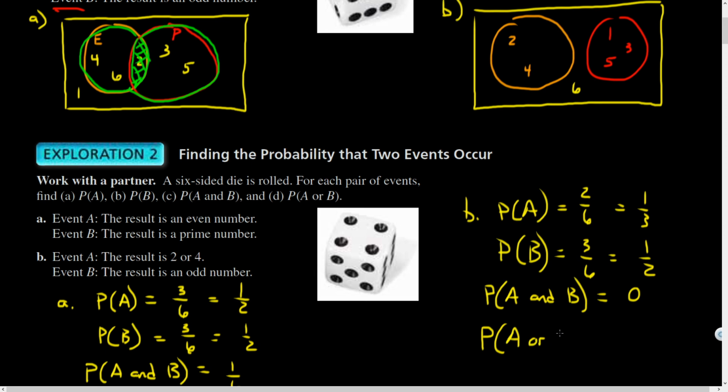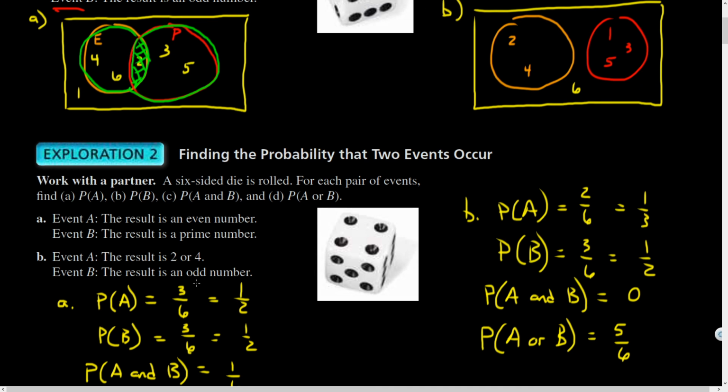But if I ask for A or B, well, it would be everything here and everything there. And do I ever accidentally count anything twice? No, there was no overlap that got counted twice here. And so I could take the 2/6 plus the 3/6 and get 5/6. So it's a pure addition using the OR logic if there's no overlap, if the events are disjoint from one another. Where here, I have to be careful.